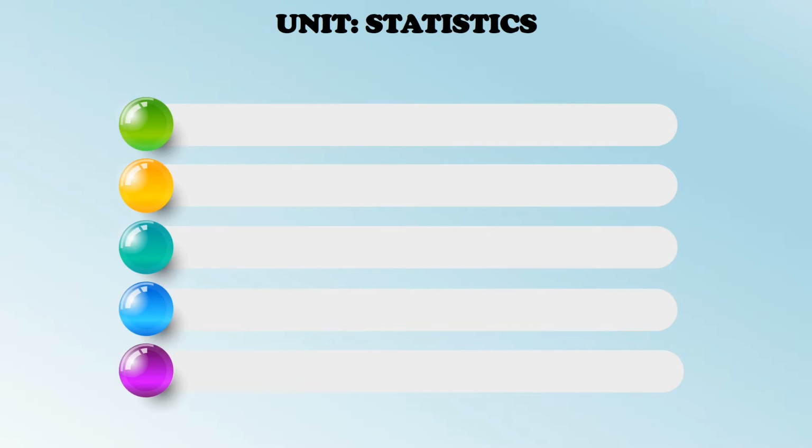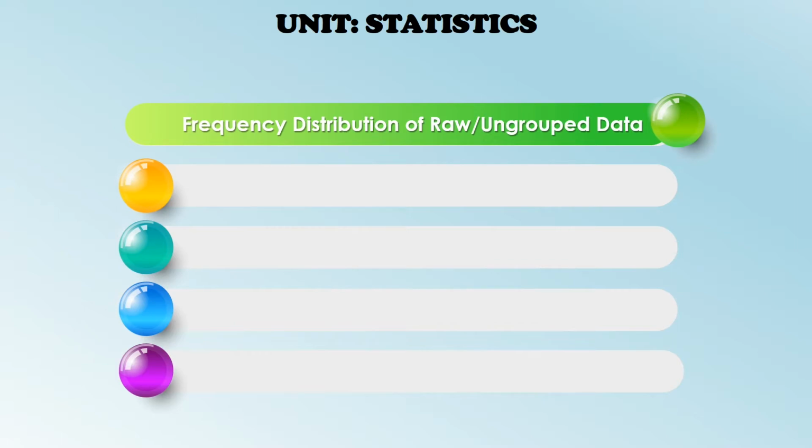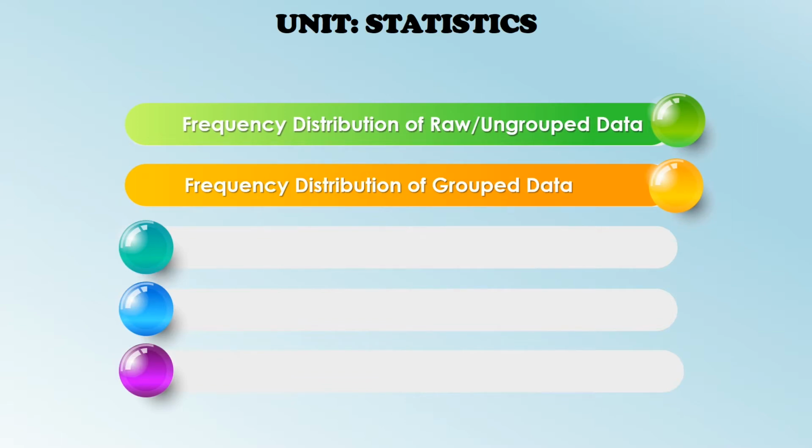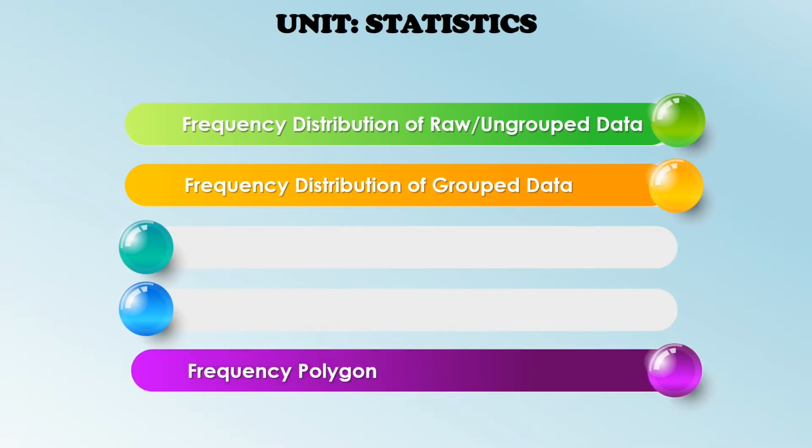In the first video, you will learn the frequency distribution of raw or ungrouped data. Then you will learn the frequency distribution of grouped data. And at last, you will learn how to construct a frequency polygon of the given data. The other 2 points are discussed in the next video, whose link is given in the description below.